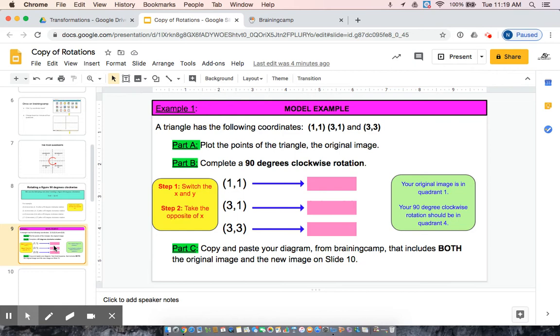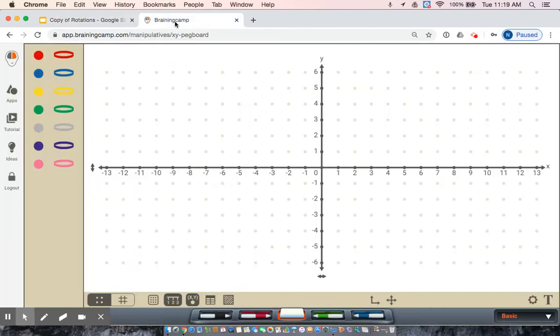Number 1, we have a triangle that has the following coordinates, 1, 1, 3, 1, and 3, 3. Step 1, as always in this unit, plot those points on Braining Camp. So I'm going to come over to Braining Camp, and I'm going to start plotting these points. I first have 1, 1, then I have 3, 1, and then finally I have 3, 3. Connect your dots to form your triangle using these rubber bands. So there is my original image.